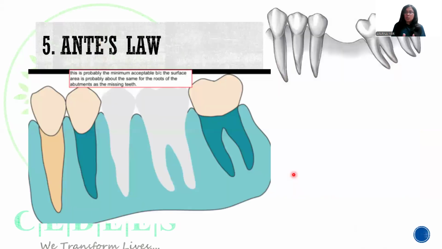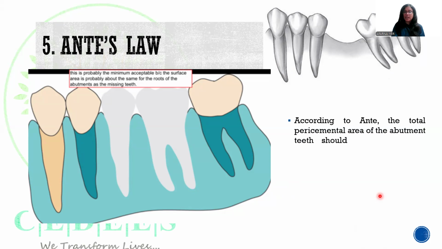Now, coming to Ante's law, which is the most crucial criterion for selecting an abutment tooth. Ante's law states that the root surface area of the tooth which you are replacing should be equal to or lesser than the sum of the root surface area of the abutment teeth from which it is taking support. So Ante's law states that you should never ever replace a missing tooth with an FPD if the sum of the root surface area of the abutment teeth is not greater than or at least equal to the root surface area of the tooth which is missing.